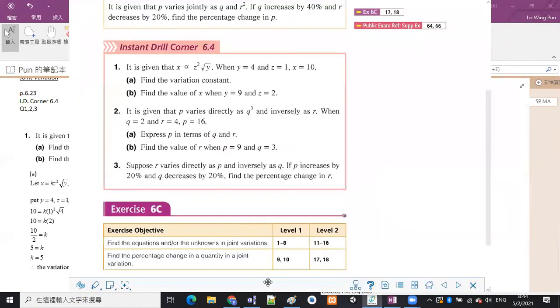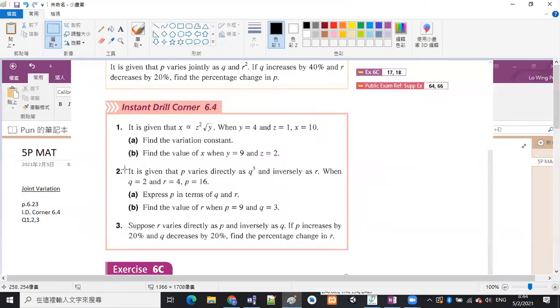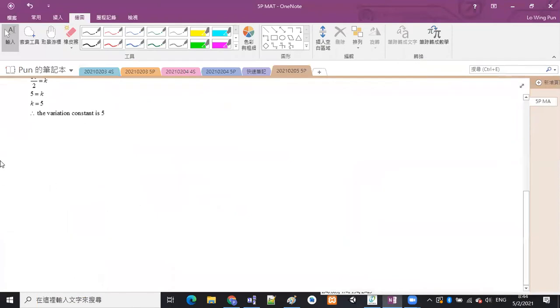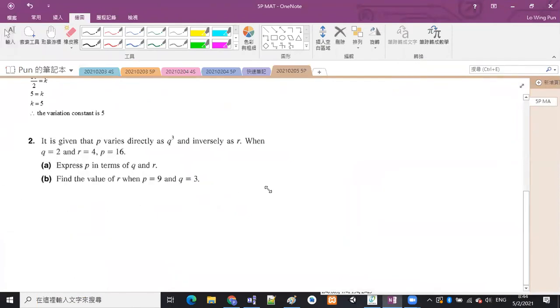And then number 2. Number 2, it is given that P varies directly as Q cubed and inversely as R.